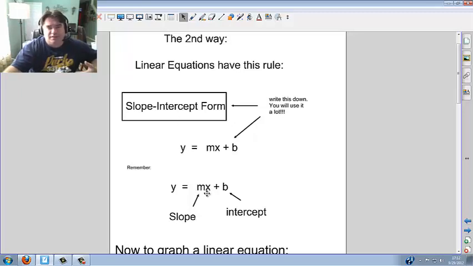Why is m the letter for slope? I don't know. I really don't. But I know whenever you see the m, that's what the slope means. And intercept, which is b, controls the up and down.